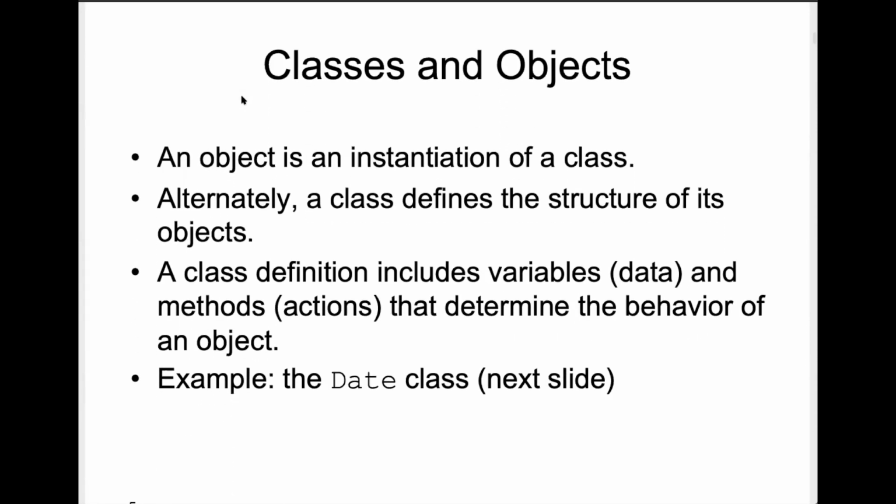Now we're talking about classes and objects. An object is an instance of the class. I just wanted to make sure everybody understands. Instantiation means dynamically allocating memory at runtime, or statically allocating memory at runtime.